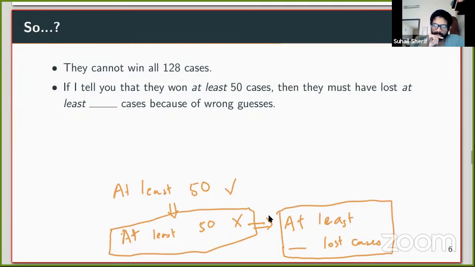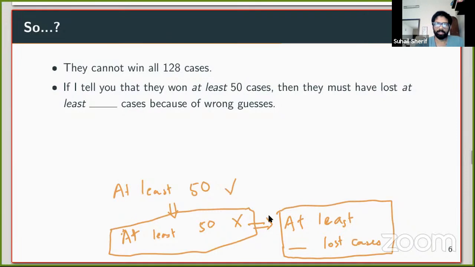So at least 50 are wrong. That implies at least a certain number of lost cases. Lost cases meaning wrong, including all passes, like everyone passes, or just because of wrong guesses. Tanya, somehow your voice is very low. We are not able to hear you. Then this would be 50, I think.